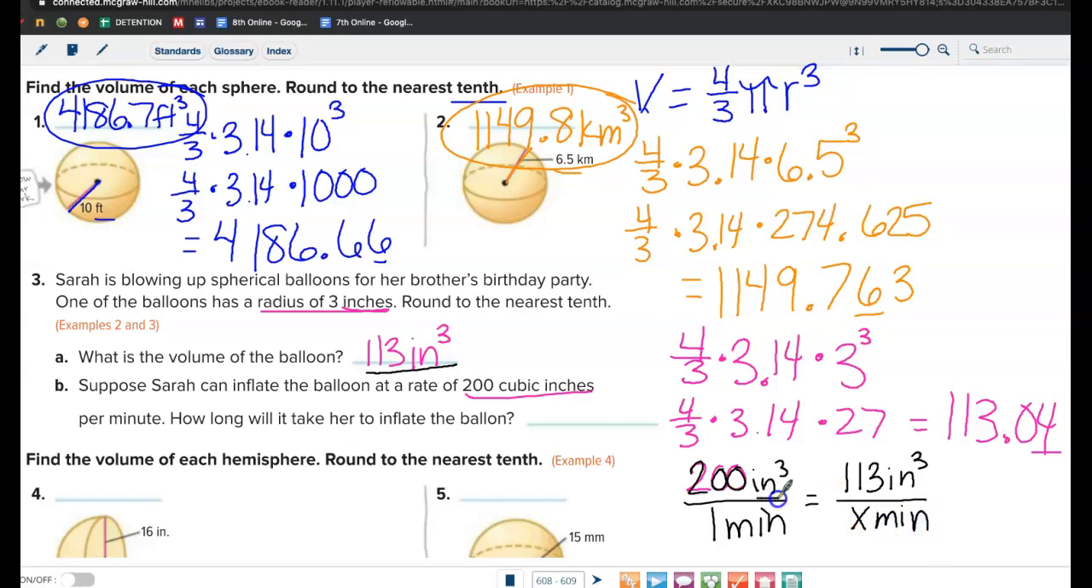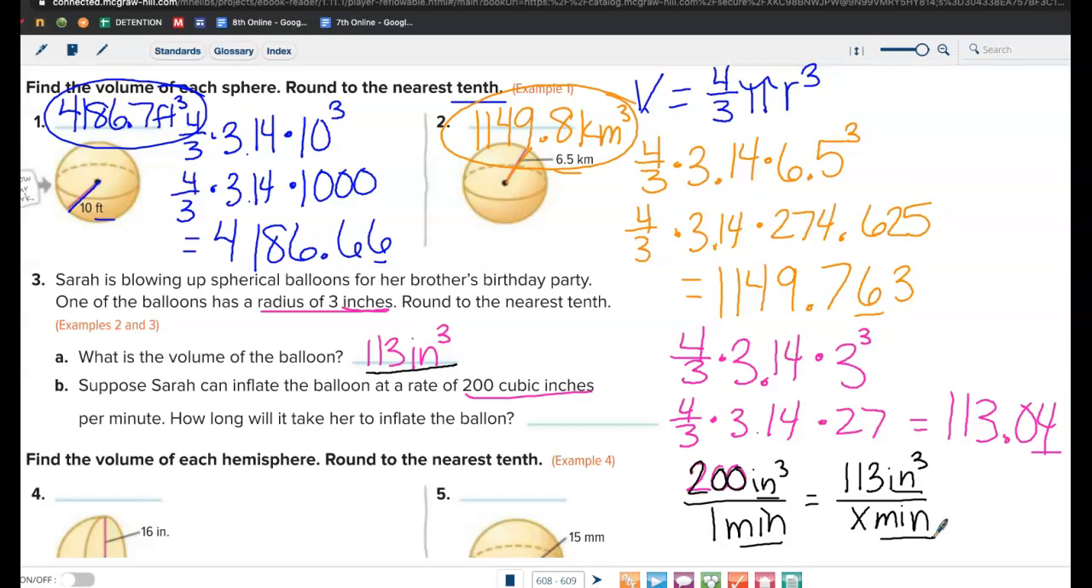So if you have inches on top, you have to have inches on top. If you have minutes on bottom, minutes have to be on the bottom of your second rate. So just always double check when you're setting up proportions that your labels on top match each other and your labels on bottom match each other as well.